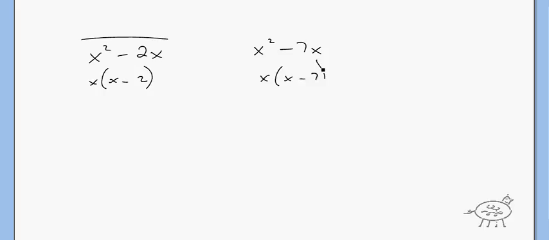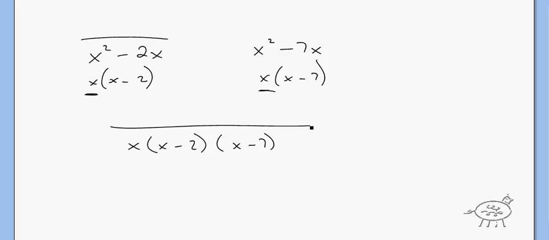Let's do another one here. x squared minus 2x and x squared minus 7x. Well, let's factor: x times x minus 2, x times x minus 7. What's in common? The x. That's part of my LCD. What's left over? I need an x minus 2, and I need an x minus 7. So that is my LCD. All right. So I want to practice LCDs because that's really, really important.